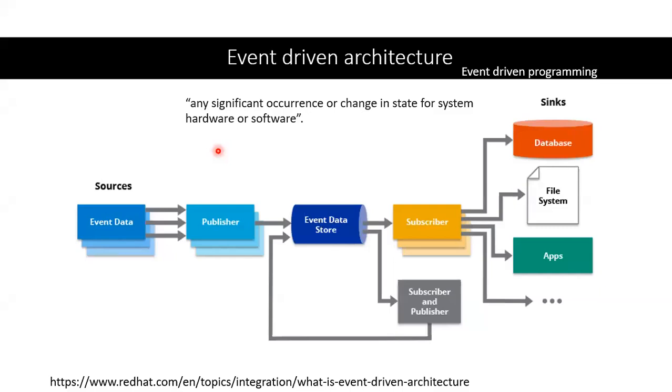Likewise, software architecture also evolved in evolution. So different architectural styles are there. That's why I have mentioned this is an architectural style. Under the event-driven architecture, what is event-driven architecture is, if there's some action happen, any significant occurrence or change in the state from system or hardware.